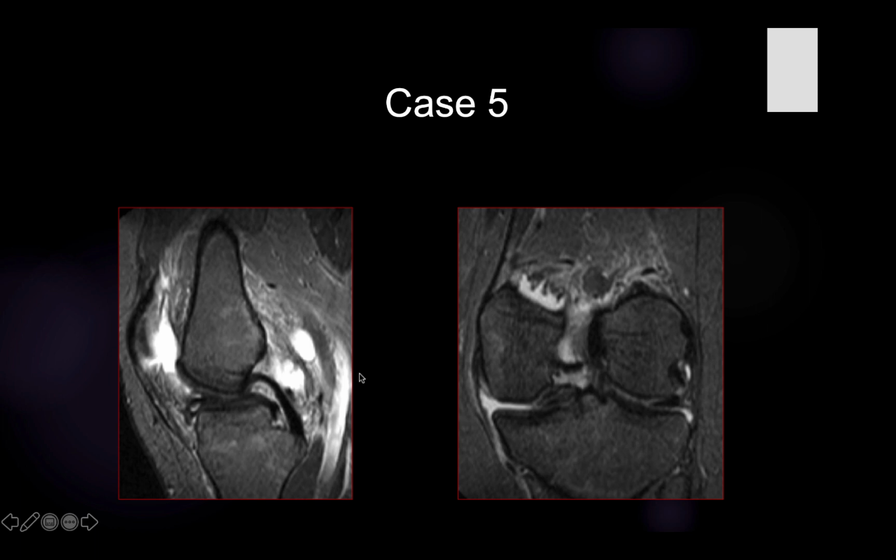In this case we can see there is a severe attenuation of the body of the medial meniscus, and there is a meniscal flap seen underneath the posterior cruciate ligament. Here is the posterior cruciate ligament, and here is the displaced meniscal flap seen underneath it. So this is characteristic of a bucket handle tear. A bucket handle tear is usually characterized by attenuation of the meniscus and displacement of the meniscal flap underneath the posterior cruciate ligament.